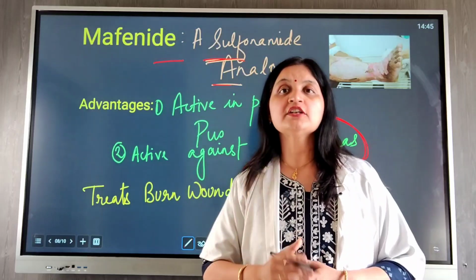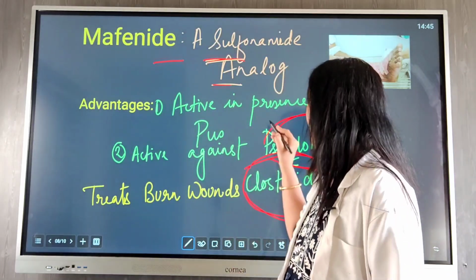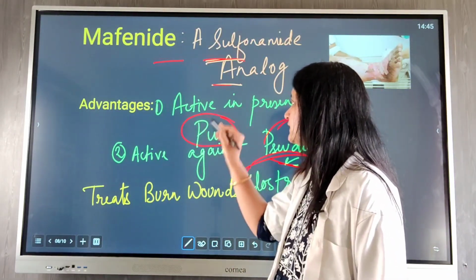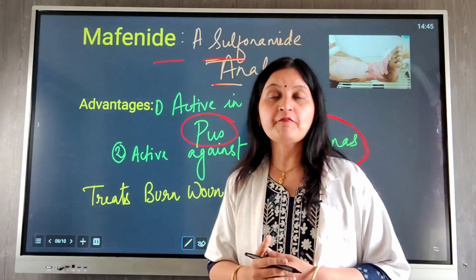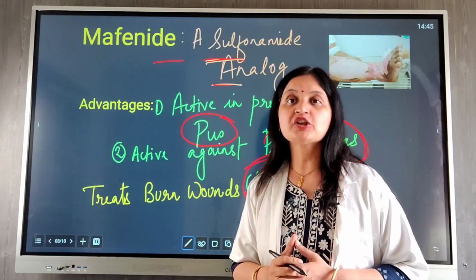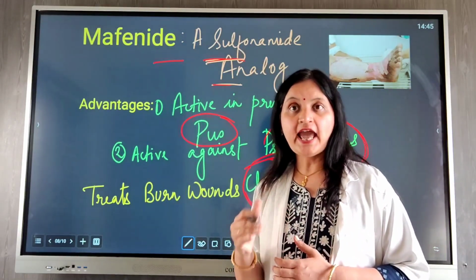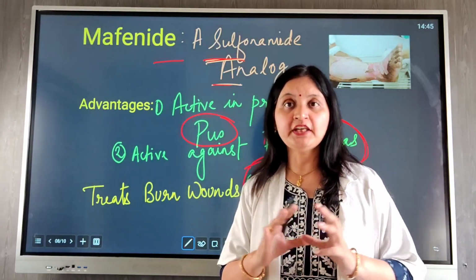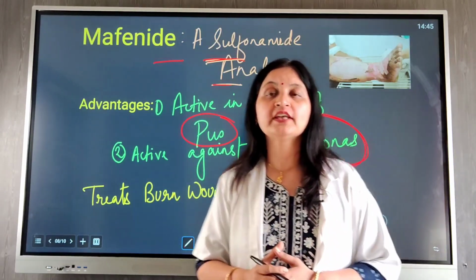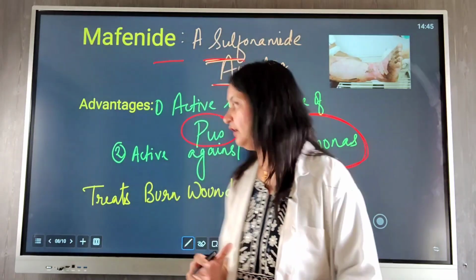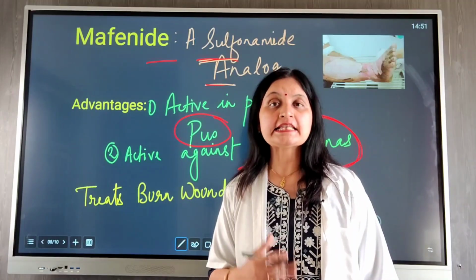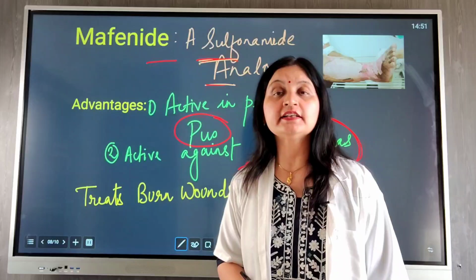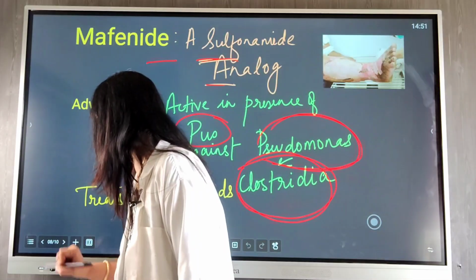Now, one of the advantages of Mafenide is that it is active in the presence of pus. So even in the presence of pus, Mafenide action is not inhibited. It acts even in the presence of pus, and also it is effective against many of the gram-negative bacteria, including Pseudomonas and Clostridia. However, the use of Mafenide has certain limitations. So let's see what the disadvantages of Mafenide use are.